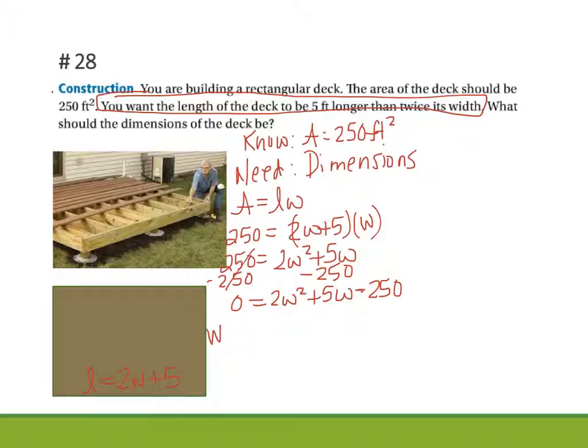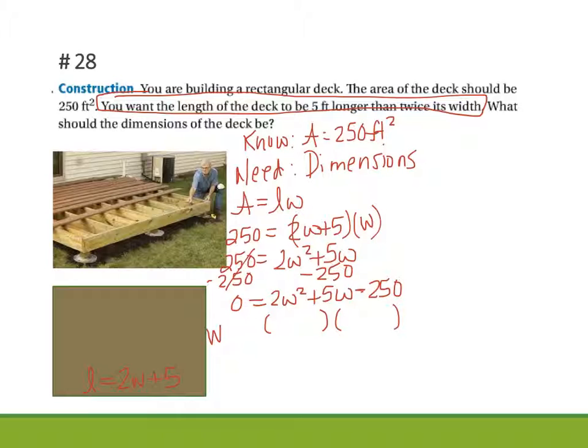Okay, we're getting closer to the solution. Once we have it in standard form, then we can try to factor it. First, we look to see if we have a greatest common factor, which we don't. So then we see if we can find two binomial factors for 2W squared plus 5W minus 250.